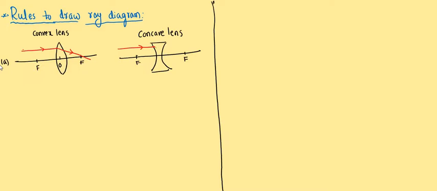After the refraction, it will diverge. It will go like this. You can do the extension in the back side. They will meet at a point, and that is called the focus. The second rule is this: when a light ray is incident parallel to the principal axis, after the refraction, it passes through the focus.